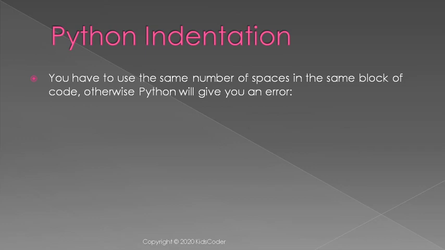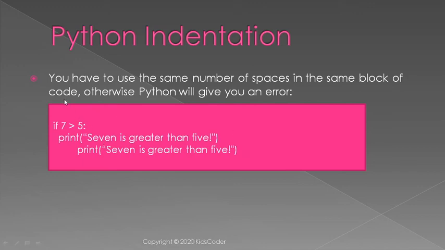You have to use the same number of spaces in the same block of code, otherwise Python will give you an error. So over here, you have to use the same number of spaces in the same block of code. So if 7 is greater than 5 colon, print 7 is greater than 5. Then this is having 2 spaces, and if you have more than 2 in the next line, then it will give you an error.